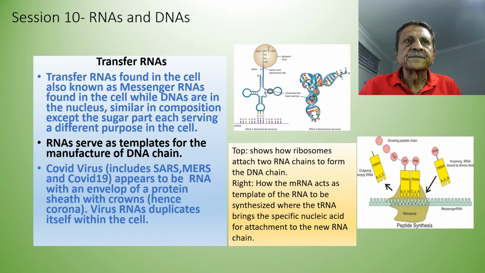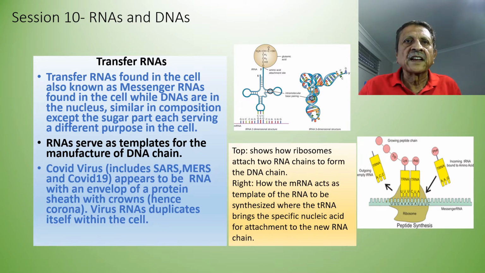Just for example, the coronaviruses, which include SARS, MERS, and COVID-19, appear to be RNAs with an envelope of a protein sheath with protrusions resembling crowns, hence corona.